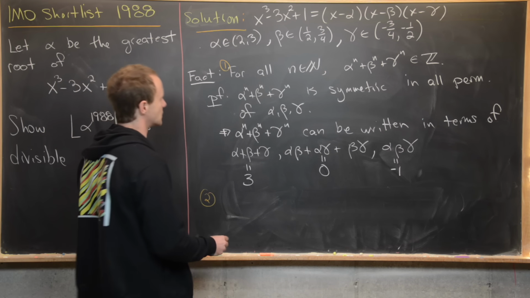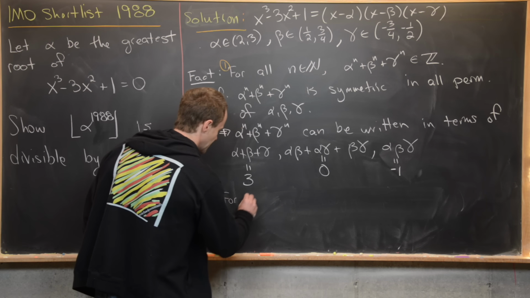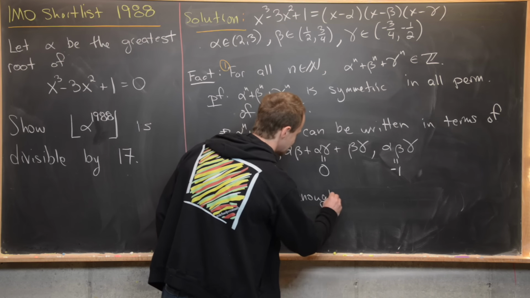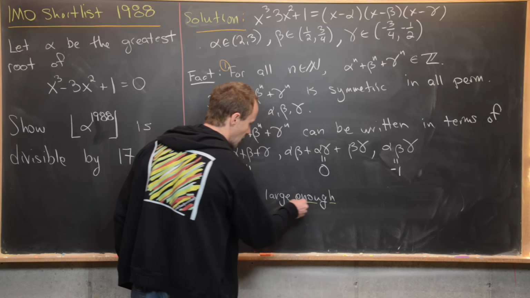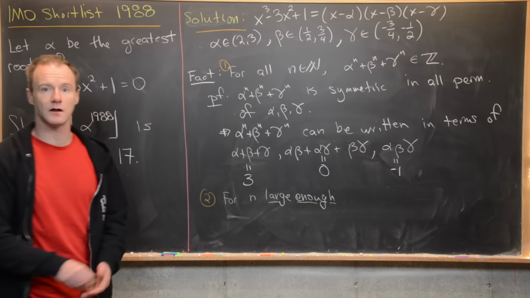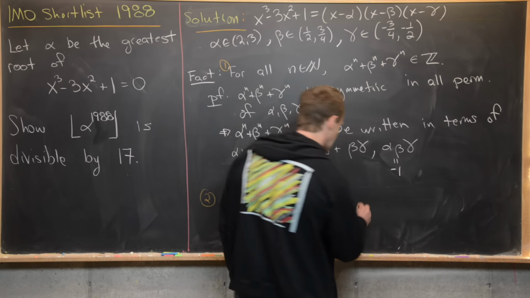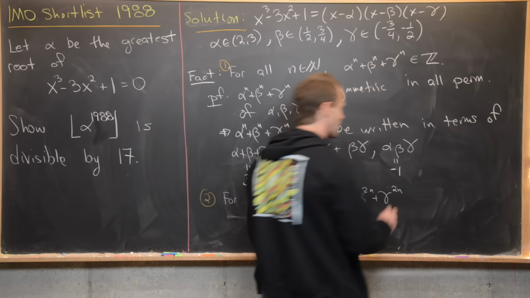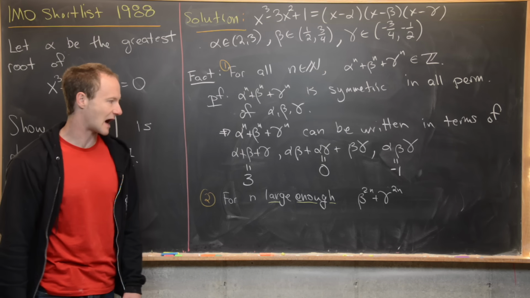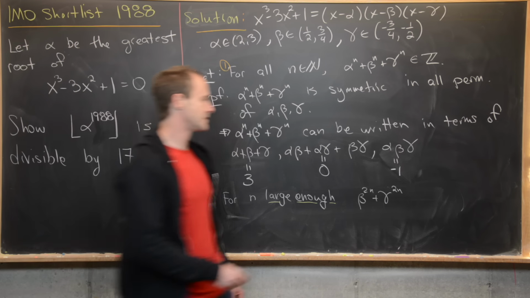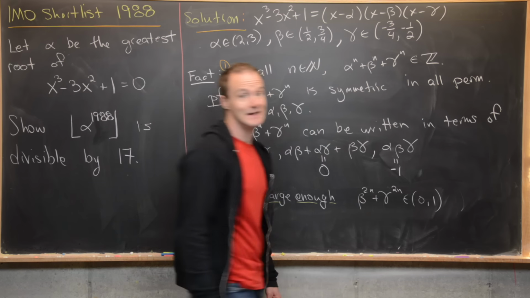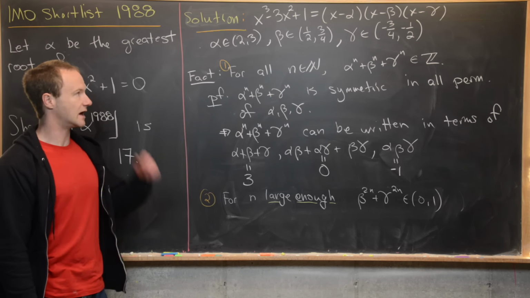So our second fact will go like this. For n large enough, and we'll talk about exactly what size it needs to be, and we'll see that large enough doesn't actually have to be that large in this case, we have beta to the 2n plus gamma to the 2n. So in other words, the sum of some even powers of beta and gamma, that's always going to be between 0 and 1, not including 0 and not including 1.